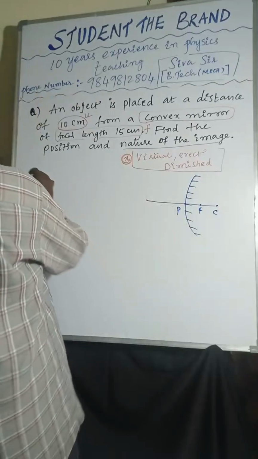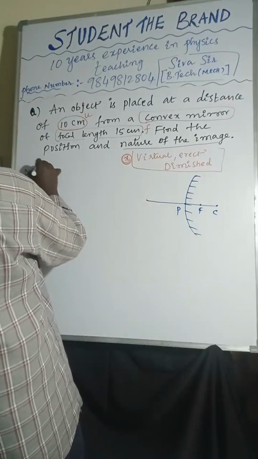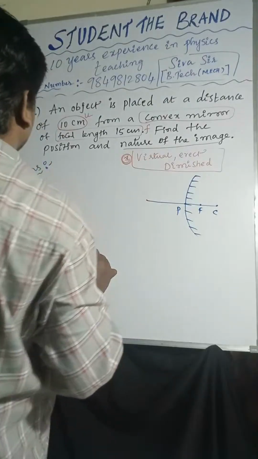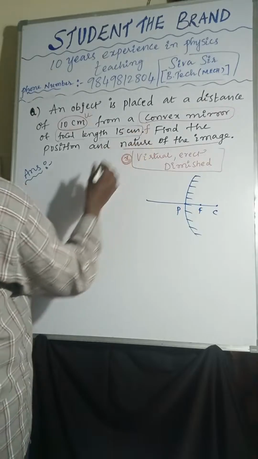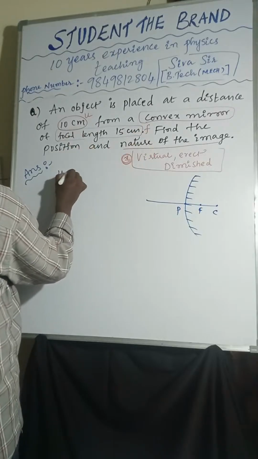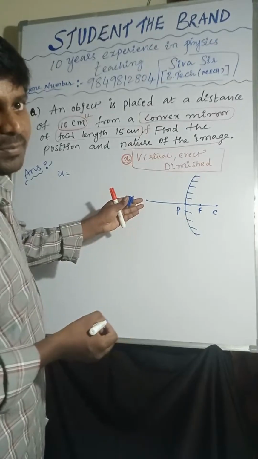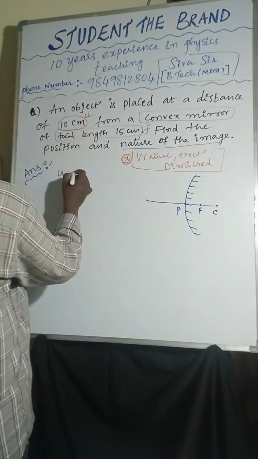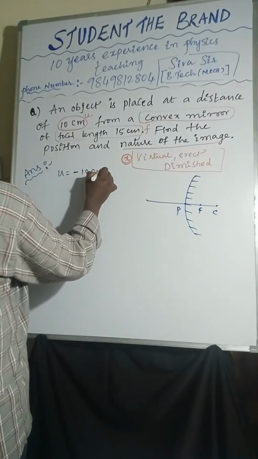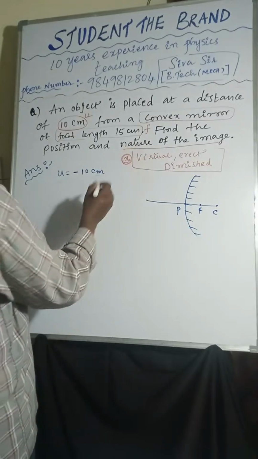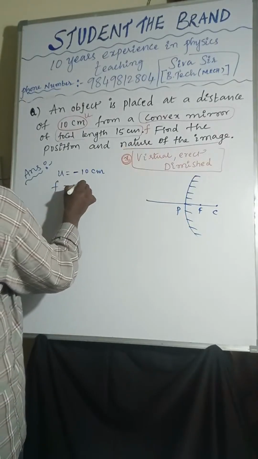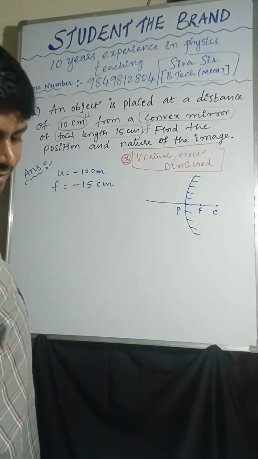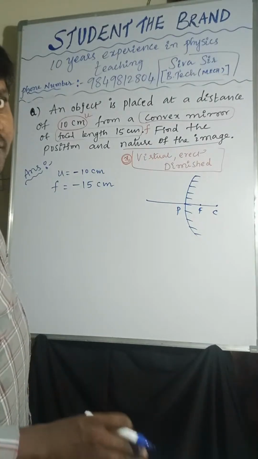So first, answer, given data. What is the given data? Object distance. Is the object distance positive or negative? Always the object must be placed in front of the mirror. So that's why minus 10 centimeter. Next, focal length is positive for a convex mirror. So I am taking 15 centimeter. Focal length is positive. So that is sure. No doubt at all in that.